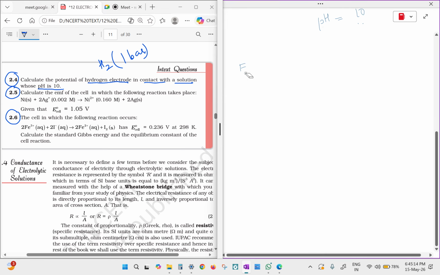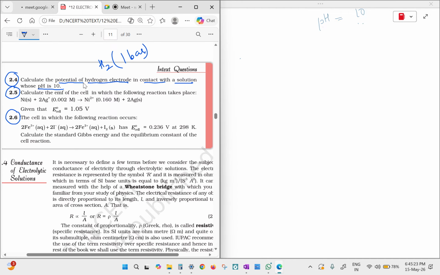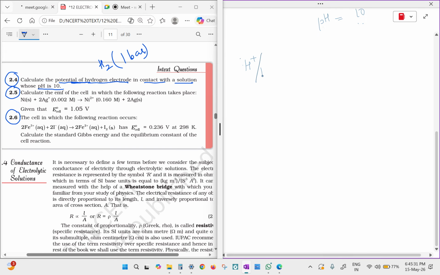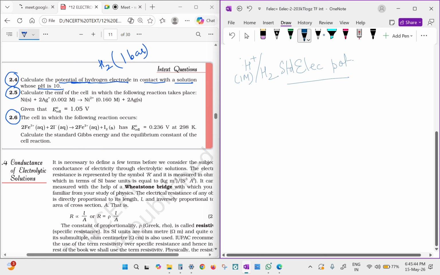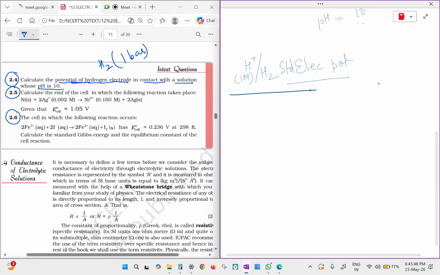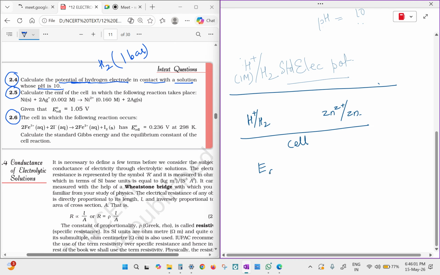What is the difference between EMF and electrode potential? See, when you are talking about a single redox couple, H plus in contact with H2, you call it electrode potential. If the H plus concentration is 1 M, you call it standard electrode potential. Any doubt? But when you are combining two electrodes, say for example H plus H2 is combined with Zn 2 plus Zn, then now it becomes a cell, na? In that case, you will calculate the E cell or you call it EMF. If it is under standard condition, you call it E naught of cell. That's all.